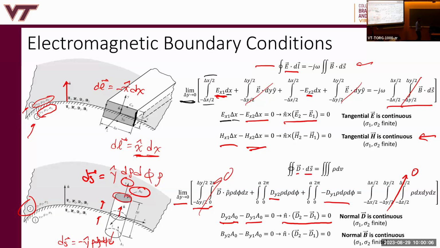Yes? Are you saying that this holds for sigma 1 and sigma 2 finite, or that it proves that that's true? No, it holds when sigma 1 and 2 are finite. When we consider sigma 1 and 2 infinite, or either infinite, which we'll do on the next slide, we get different results, different conclusions. We'll get to that. Yes? You asked why E is not continuous. Yes. Normally because of the permittivity. Very good. Very, very good.